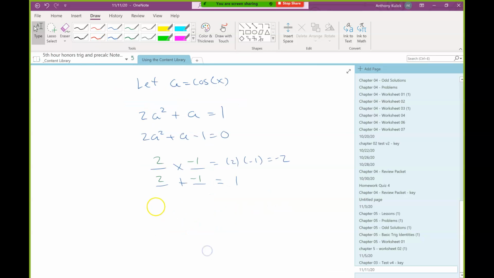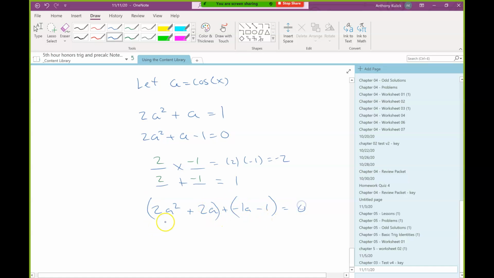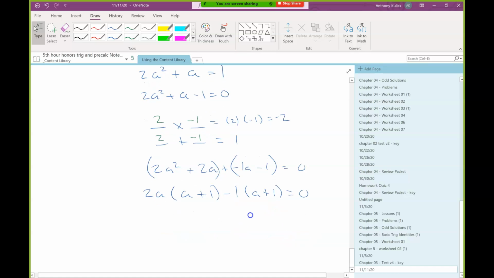So once we've located those two numbers, what we do is we replace that middle term with those two numbers. So instead of A, I'm going to write 2A plus -1A. Oops, still equals 0. From the first group, we can take out a greatest common factor of 2A. From the second group, we can take out a greatest common factor of -1. Look at these two terms. They both contain a factor of A plus 1. So when they factor that out, we're left with 2A minus 1. And there's our factored form.